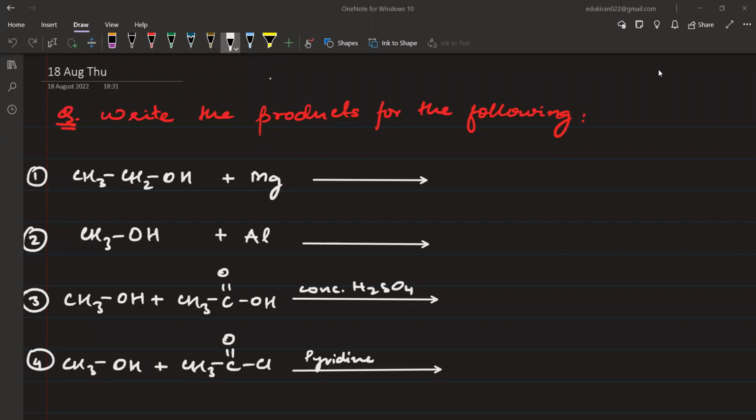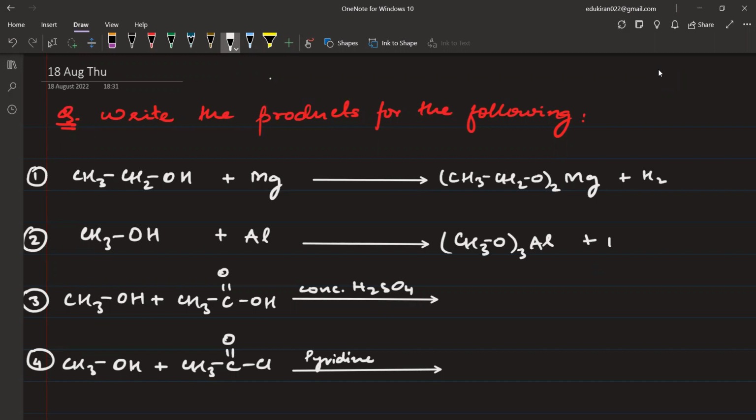For the first one, (CH3CH2O)2Mg. Second one, it will be (CH3O)3Al. Okay. Plus H2 gas will also be there. Plus H2 gas will also be there.